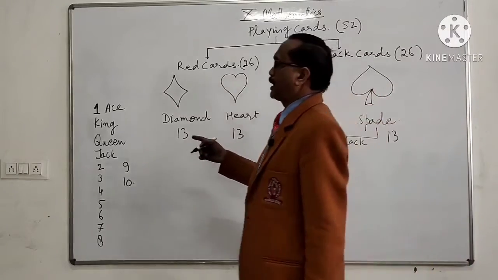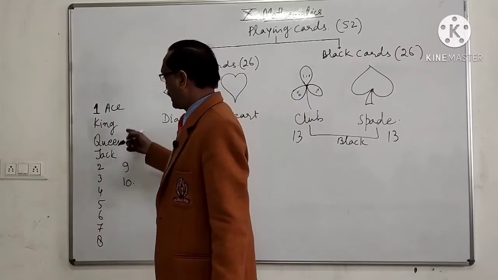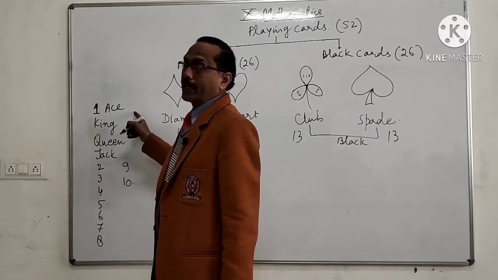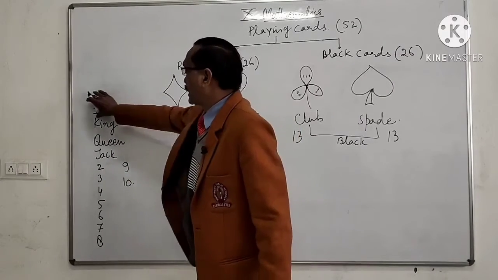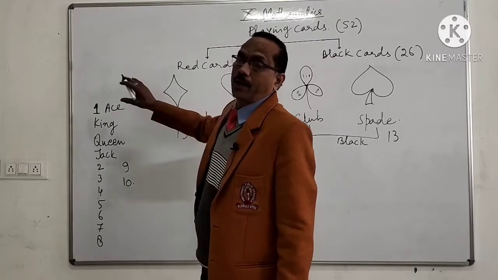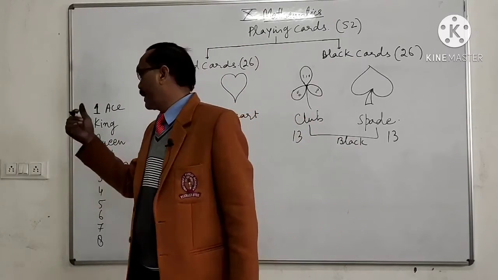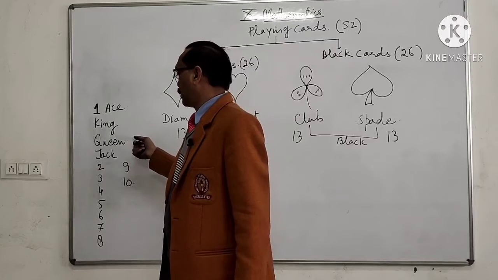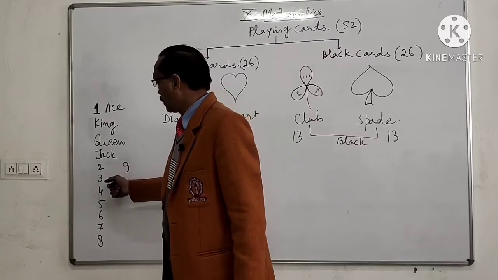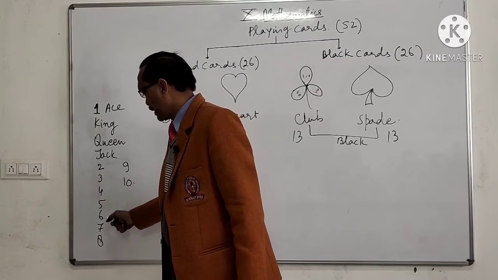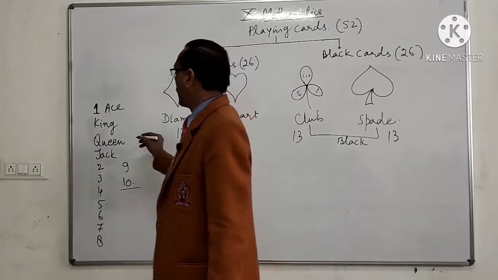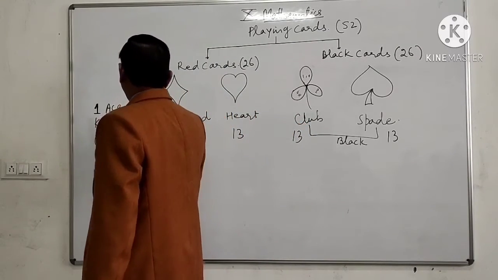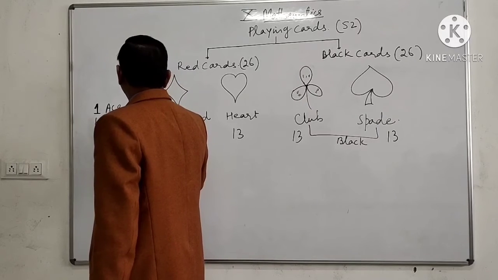Then the cards are divided like this. First is ace. Ace has the maximum priority. Then king, queen, jack. Then 2, 3, 4, 5, 6, 7, 8, 9, 10. So these are 13 cards in which 3 are face cards.